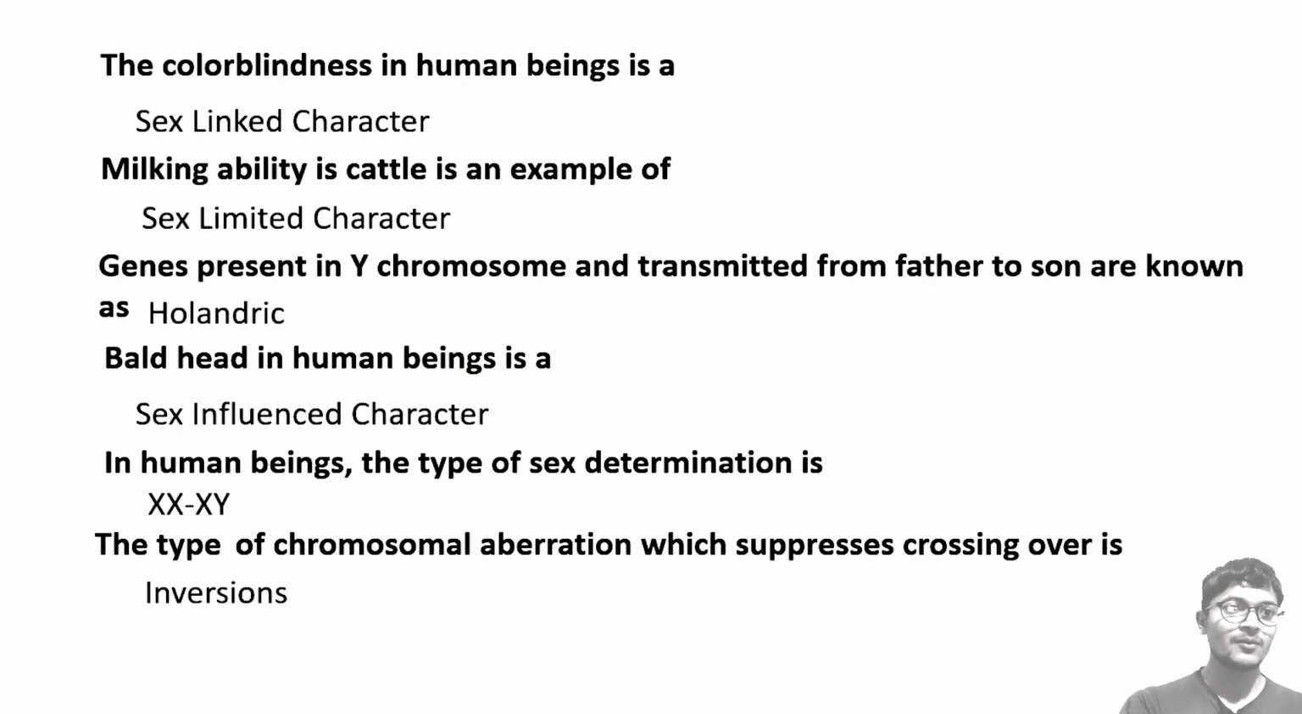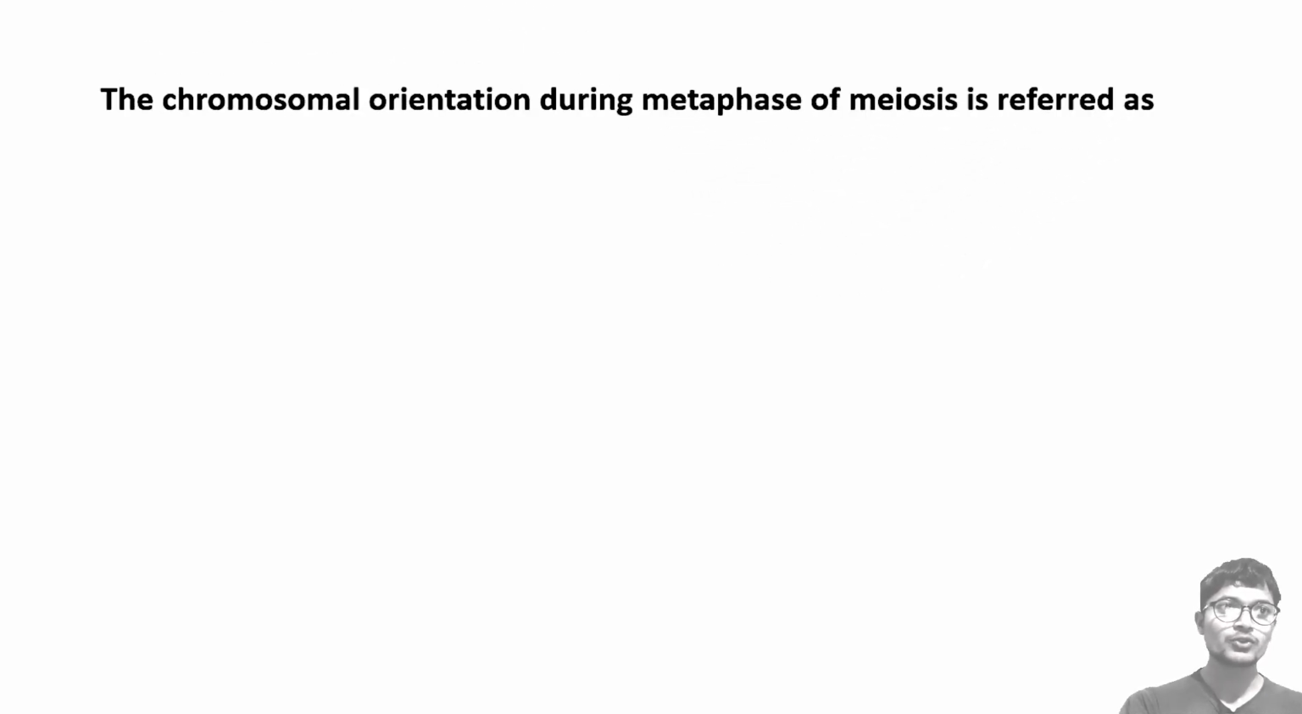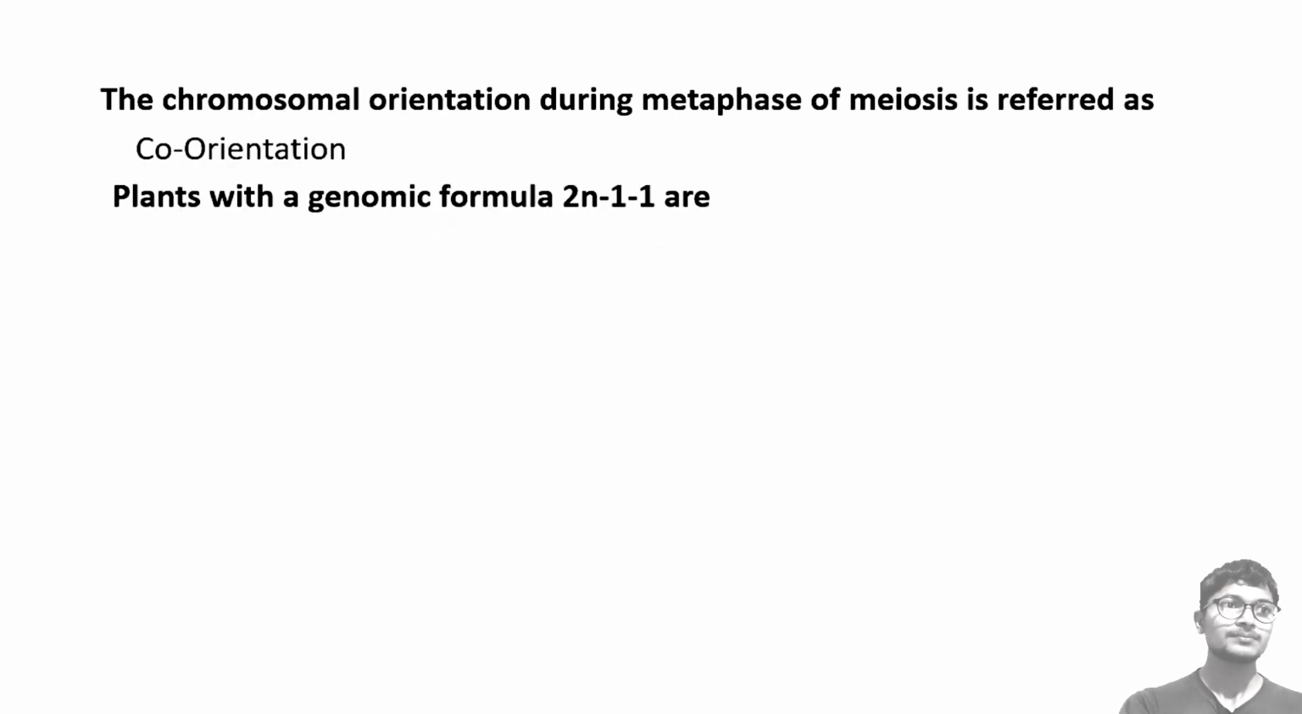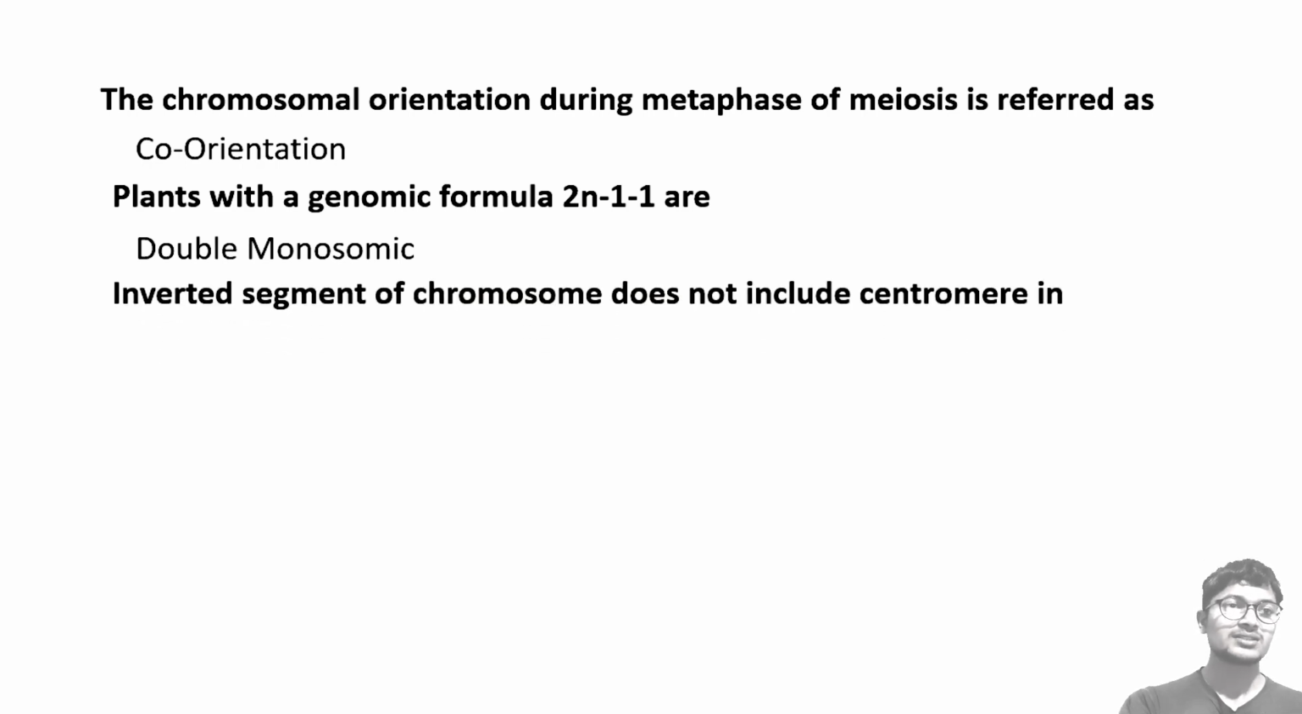Next slide. So first question is that the chromosomal orientation during metaphase of meiosis is referred as? Answer is co-orientation. Next question. Plant with a genomic formula 2n-1-1? Answer is double monosomic. Clear? Next question. Inverted segment of chromosome does not include centromere in? Answer is paracentric inversion. Clear?